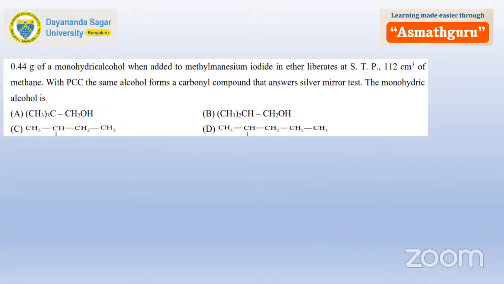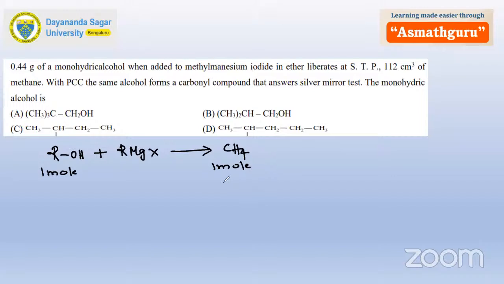So 0.44 gram of a monohydric alcohol when added to methyl magnesium iodide in ether liberates at STP 112 cm3 of methane. So let us write. The alcohol is ROH. It reacts with the Grignard reagent, RMgX, and gives you methane and ethers. Look at the reaction: when you take 1 mole, you are getting 1 mole of methane.